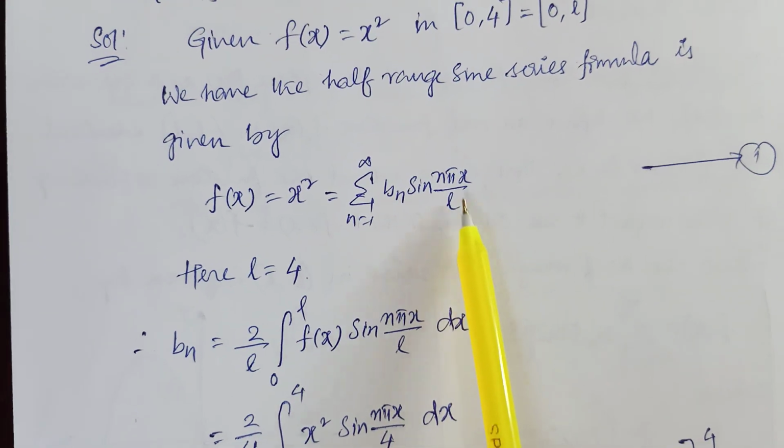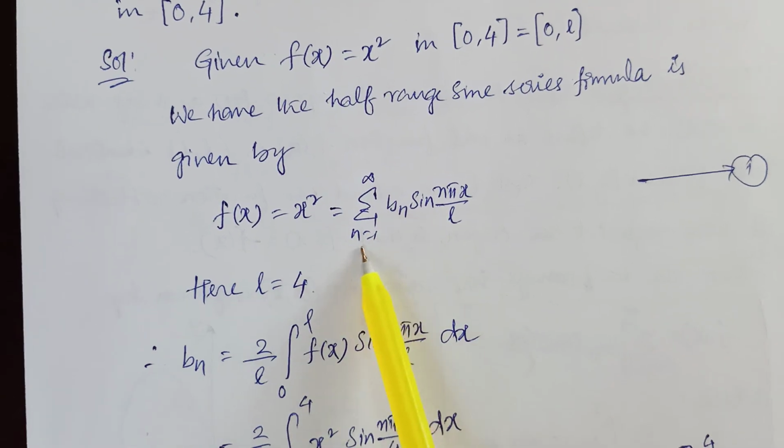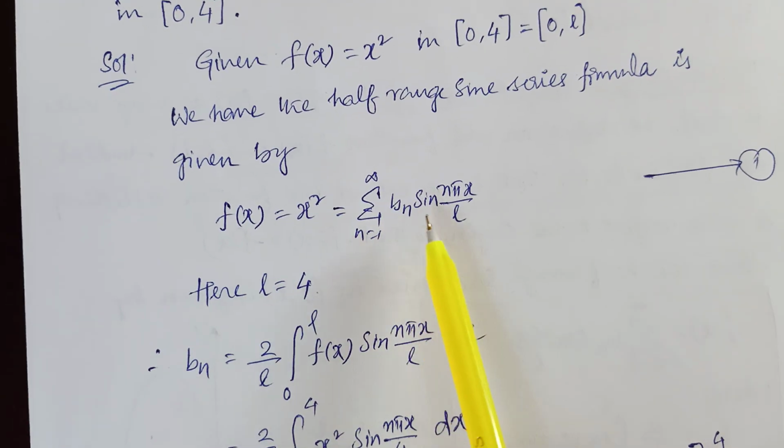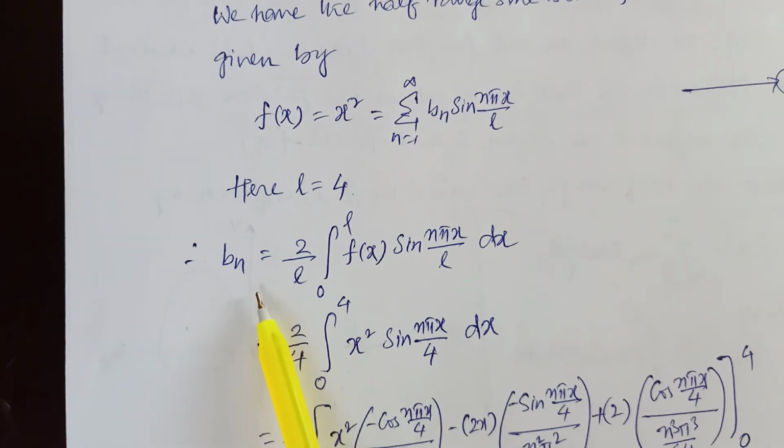x by L. I told you half range sine series contains only sine terms. That is the formula here: sigma n is equal to 1 to infinity bn sin n pi x by L. Here L is equal to 4, we know that. Now bn is equal to what here?